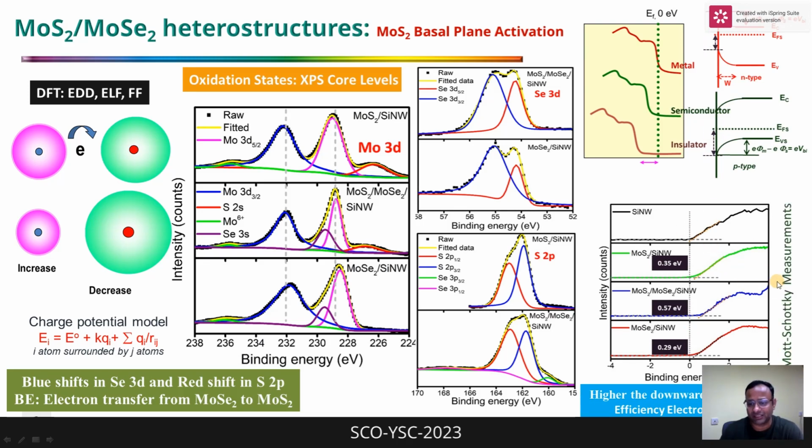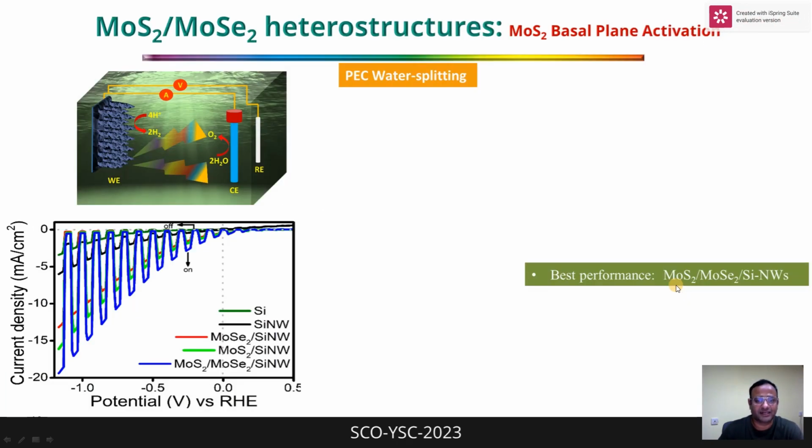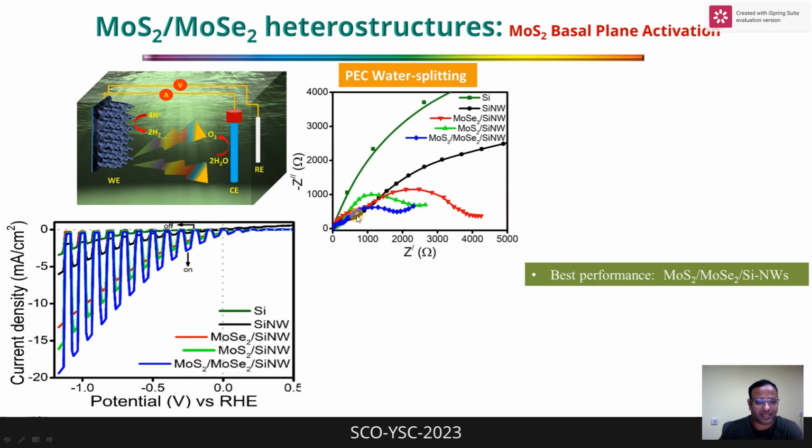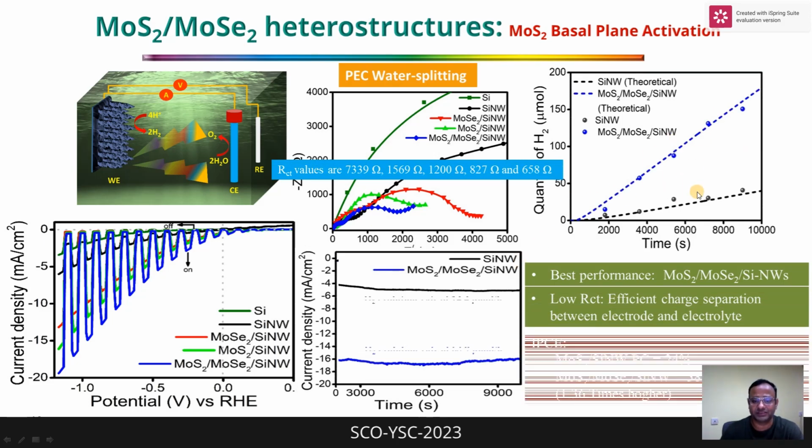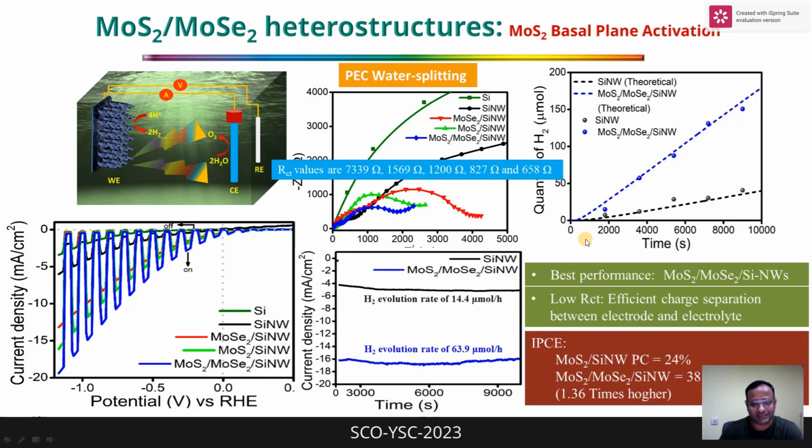And we have also done the Mott-Schottky measurements. Once we take this MoS2 and MoSe2 heterostructure for photoelectrochemistry, the heterostructure which is having MoS2 on top is giving the better performance, and then we try to understand why this is giving the better performance. So it is giving the lower charge resistance and higher hydrogen generation. Then we try to understand using DFT.